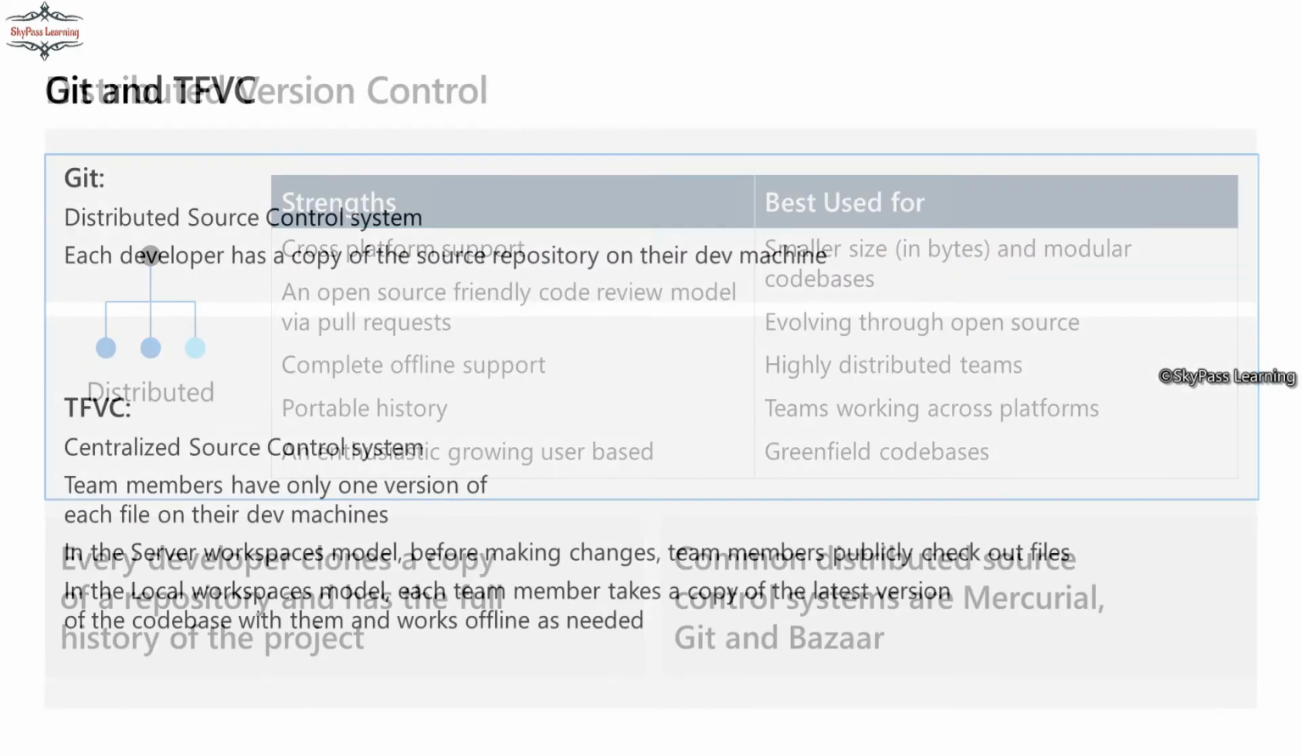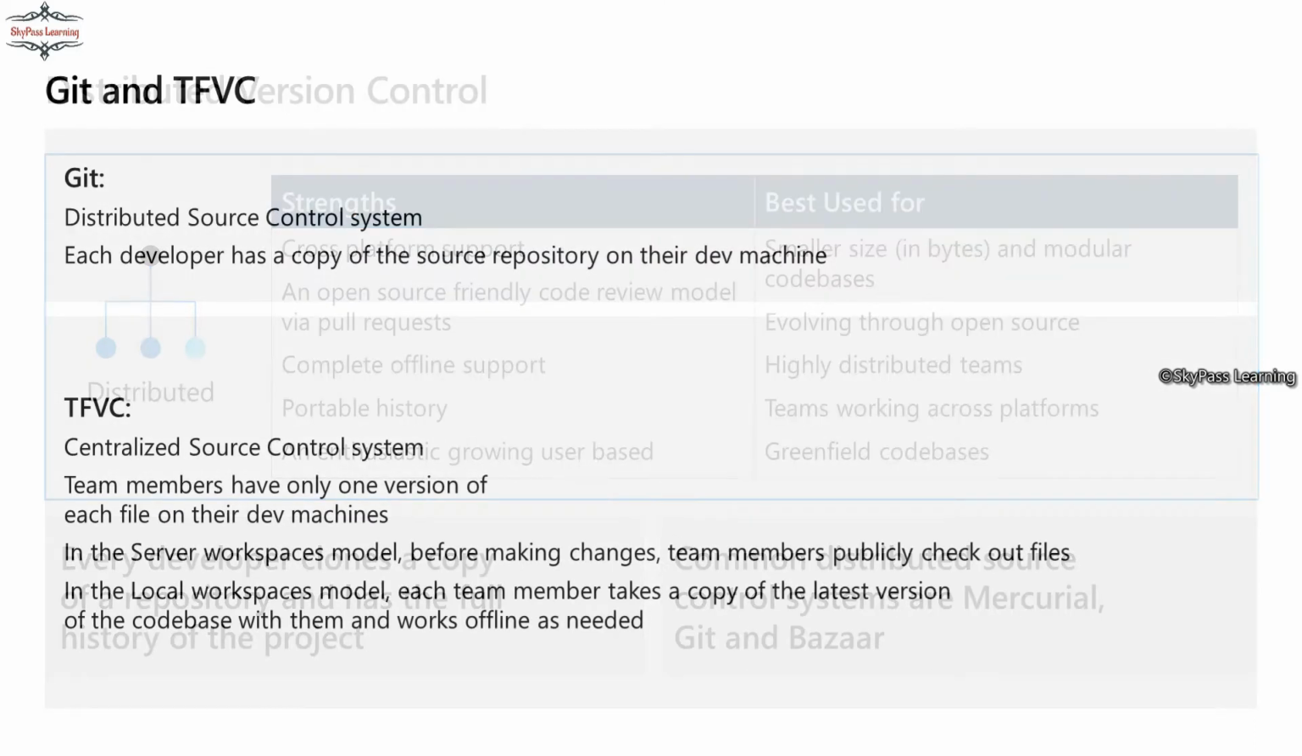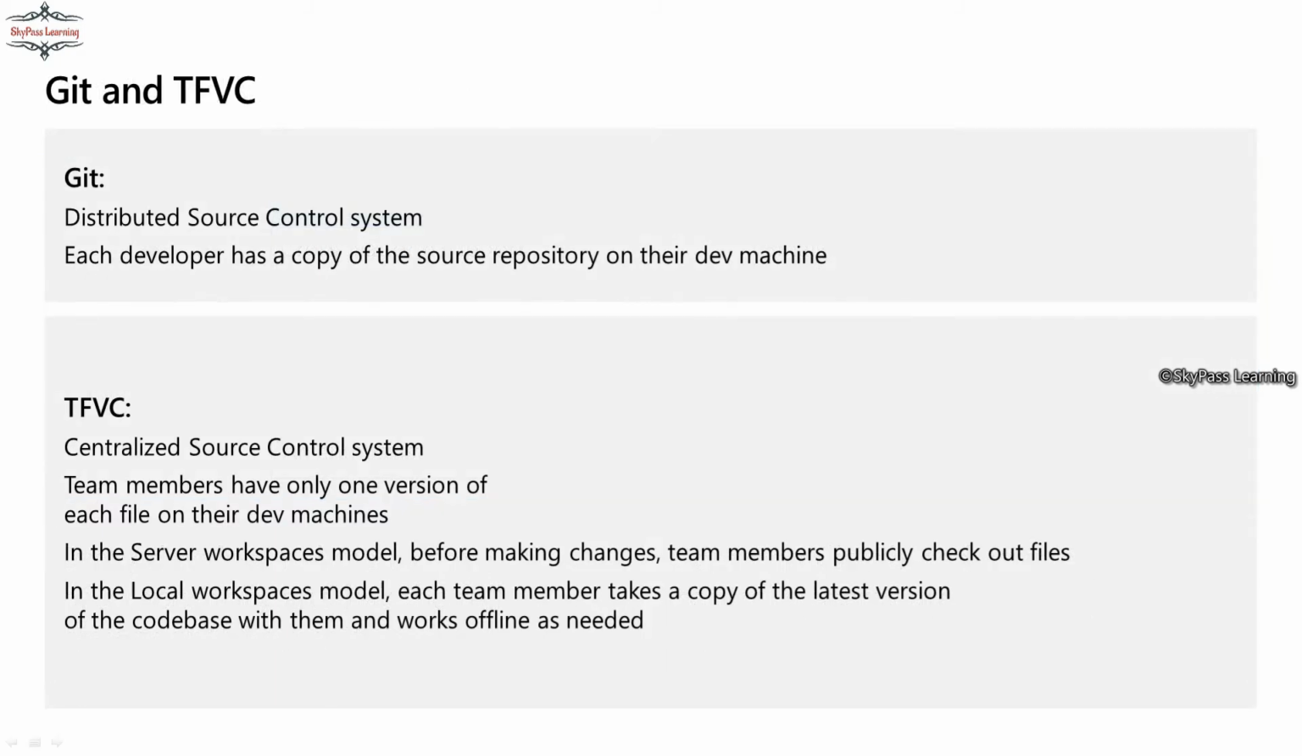So here you can see Git versus TFVC. TFVC is Team Foundation Version Control, as I discussed. It's a centralized source control system provided by Microsoft, and you can deploy it on a server on premises. People can take a copy in a local workspace if they are working. It's basically divided into two models: the server workspace model and the local workspace model.